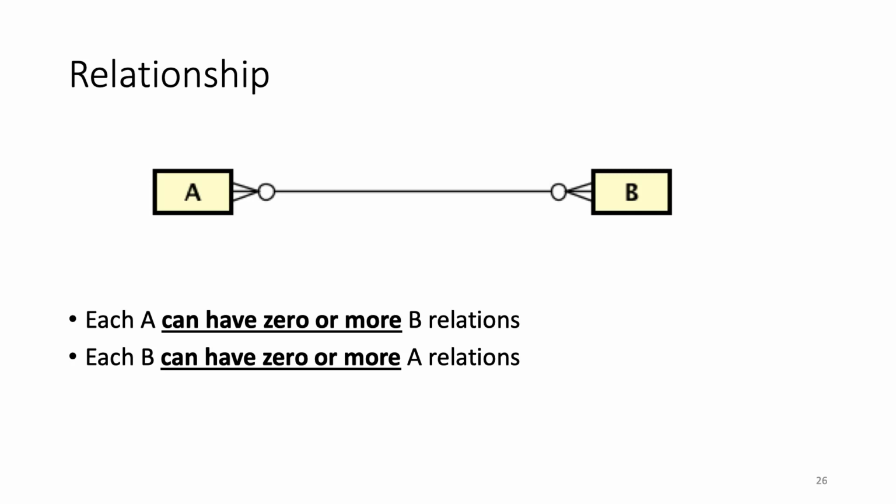Every A may have 0 or more Bs. Every B may have 0 or more As. So there's no requirement for them to be related, but they can, and they can have any number of relationships on both sides of the entity. And as I say, you will get plenty of practice in this.